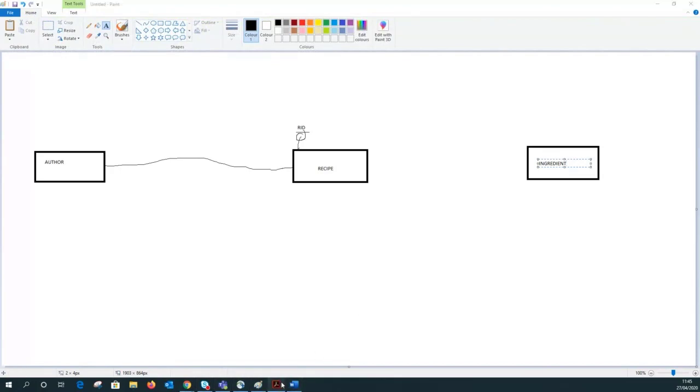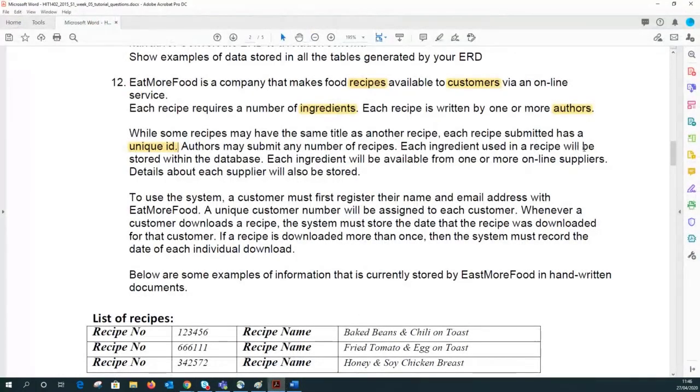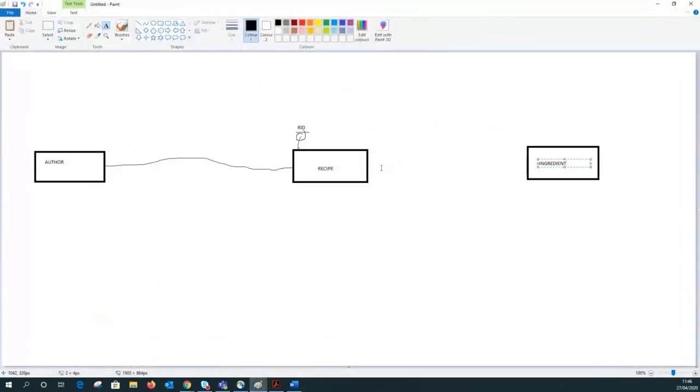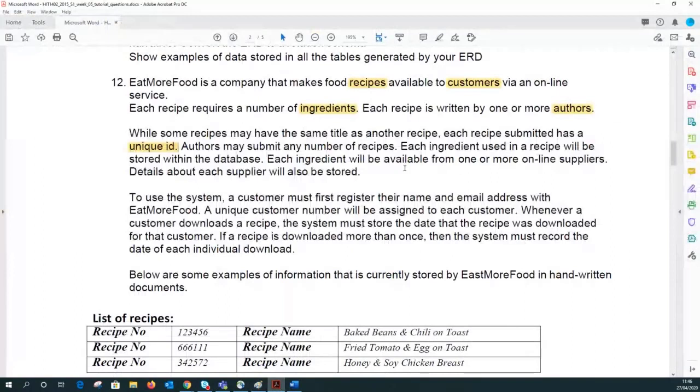Go back. So where is my... yeah, so looks like if I actually go back to my diagram, looks like ingredients. So one recipe can have many ingredients, right? One to many, and one ingredient can be used by many recipes. So it looks like there is a relationship, right? So let's keep it as is for the time being. Then let's read it. Each ingredient used in a recipe will be stored within the database. Yes, we have an entity to represent the ingredient.